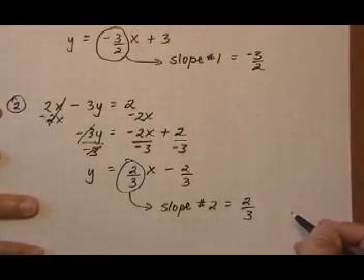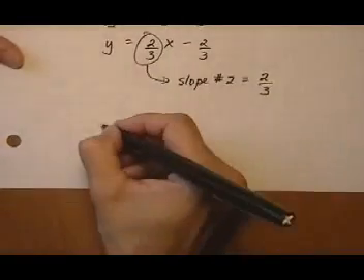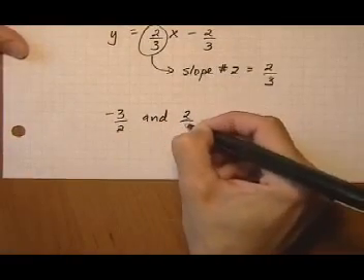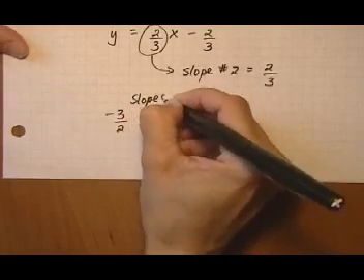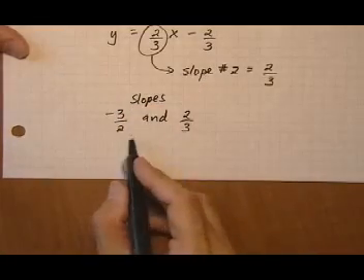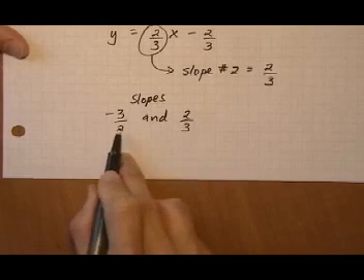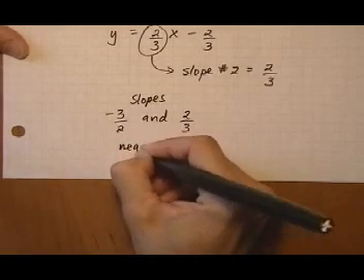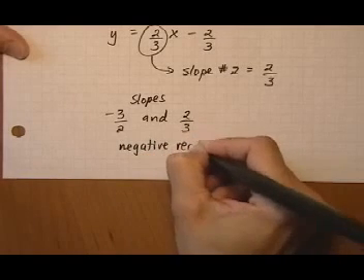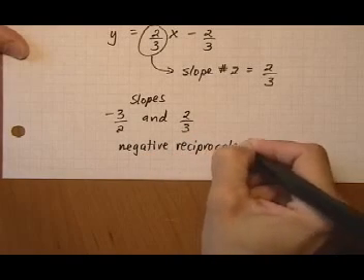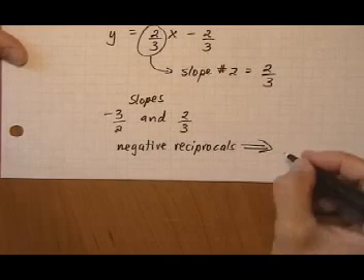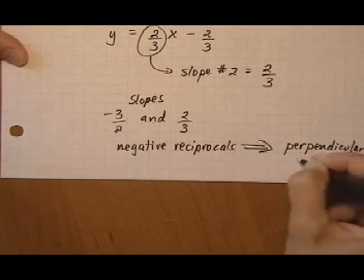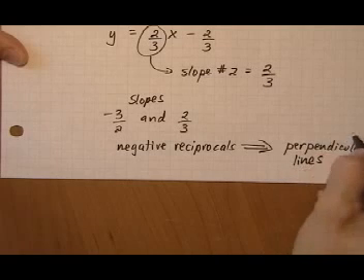And now what we do is compare the two slopes. We had minus 3/2 and 2/3. These are negative reciprocals of each other. 3 over 2, flip it as 2/3, and they're opposite signs. Negative reciprocal, therefore they are perpendicular lines. And that would be our answer.